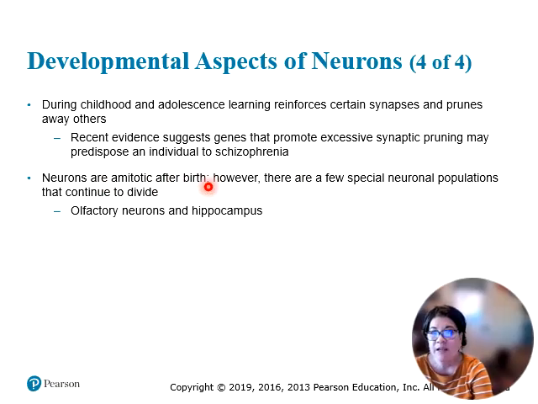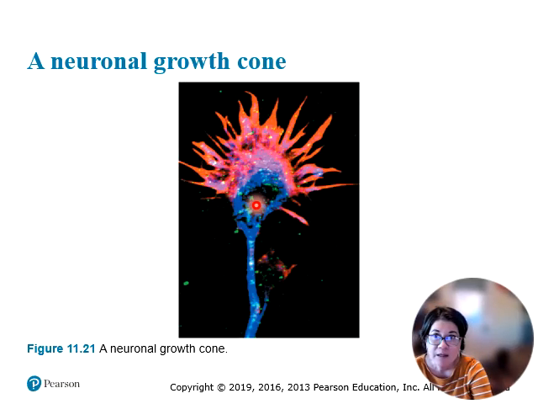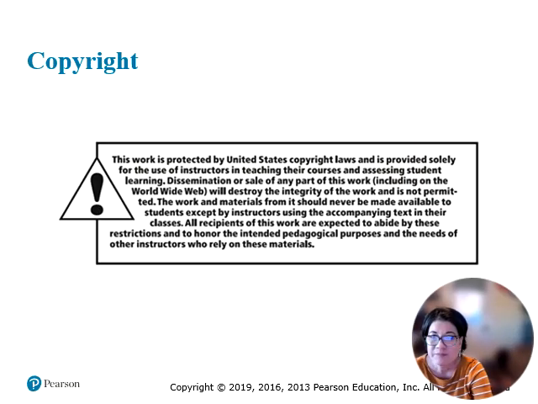Neurons are amitotic after birth. That means they do not do mitosis after birth, but some of them do divide. They used to think that no nerve cells divided, and if they died, they died. But now they know that some are dividing. Okay, so that's a neuronal growth cone where it's trying to find a synapse to hook up to. And that's the end.